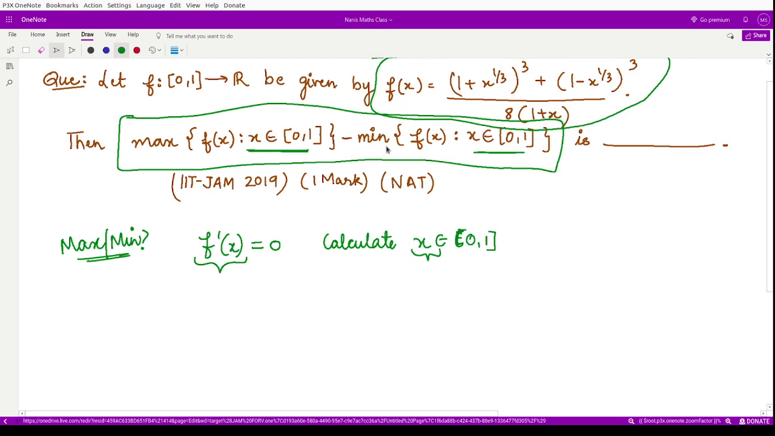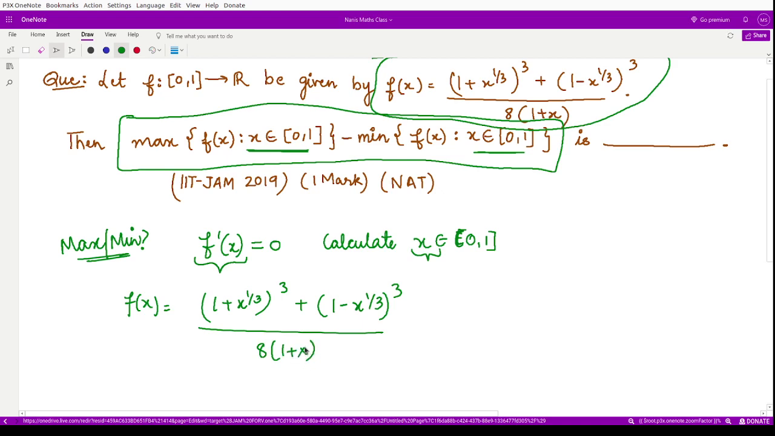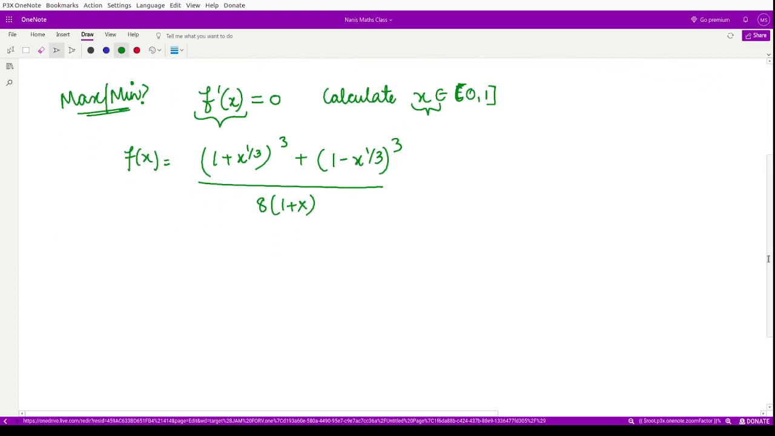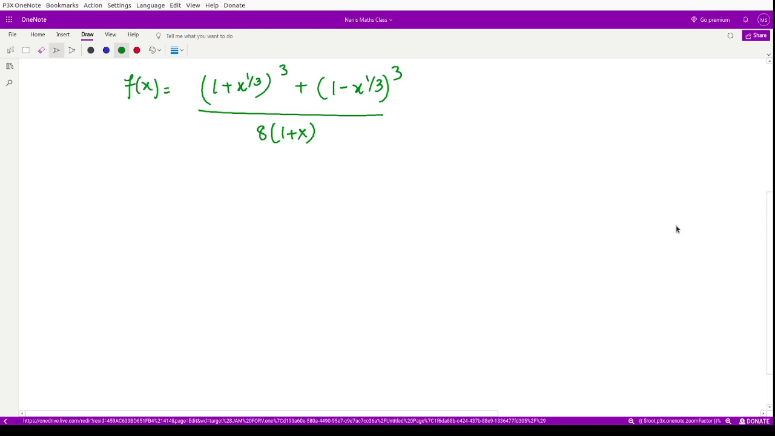We are given this function f(x), which is equal to (1 plus x)^(1/3) whole cubed plus (1 minus x)^(1/3) whole cubed, divided by 8 into (1 plus x). Now calculating the derivative is quite difficult because of the powers of 1 by 3 of x. So what we do is simplify this a bit. Let's do the calculation over here.